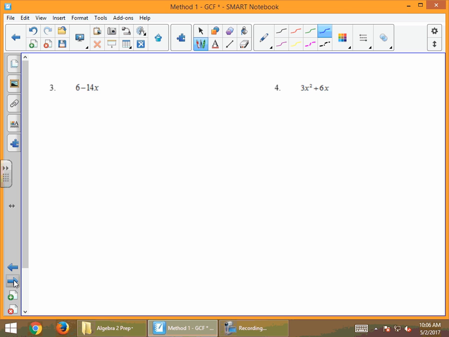Wow. So look at number 3. Can 6 or a smaller number divide into 14? No, we have to start thinking of other factors. So what is the largest number that can go into both?